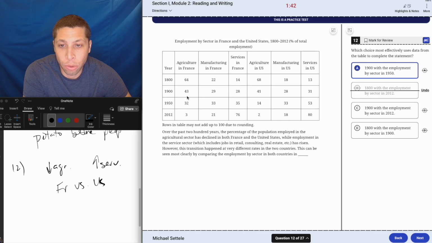1900 with 2012. So 43 to 3, 41 to 2, kind of the same. 28 to 76, 31, yeah, kind of the same. And 1800 with employment in 19. So 64 to 3, 64 to 43, 68, yeah, kind of the same. 14 to 28, yeah, that's kind of the same. So it's that.